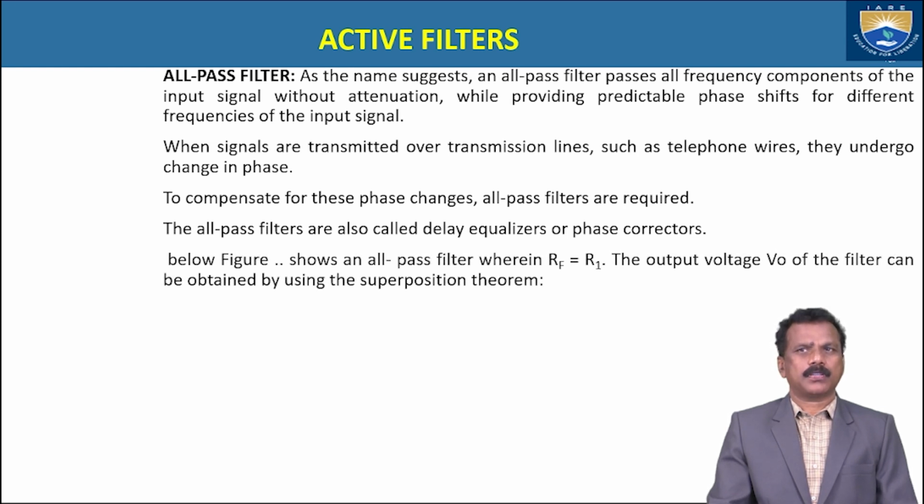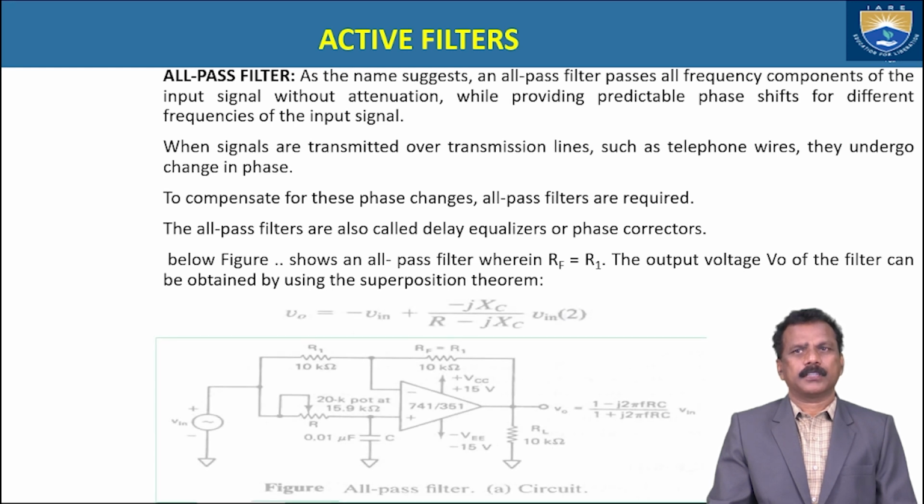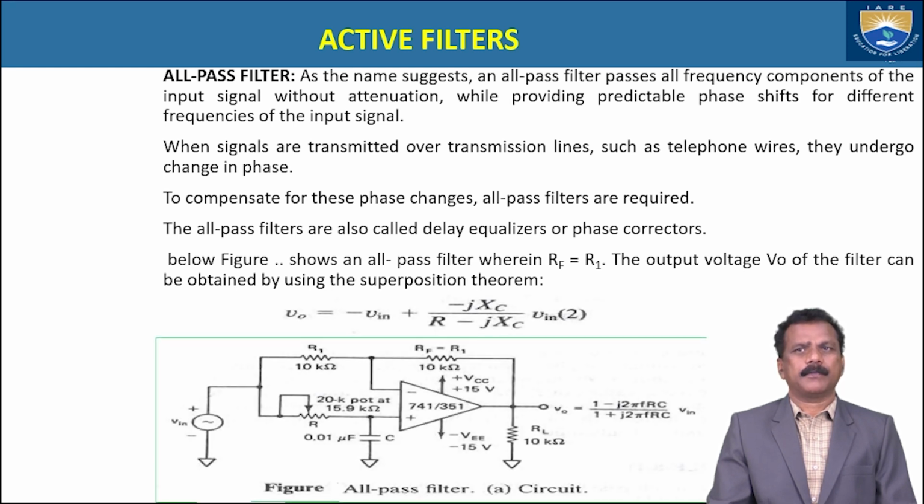Okay, we are using this circuit diagram where the feedback resistor RF is equal to the input resistor R1. The output voltage V0 of the filter can be obtained by using the superposition theorem. Here, in the all pass filter circuit, the inverting terminal is connected with R1 and RF, and the non-inverting terminal is connected with the capacitor and R. Both are connected with Vin. Finally, we will verify the output response. Due to this, we can consider the circuit diagram as the all pass filter circuit diagram.